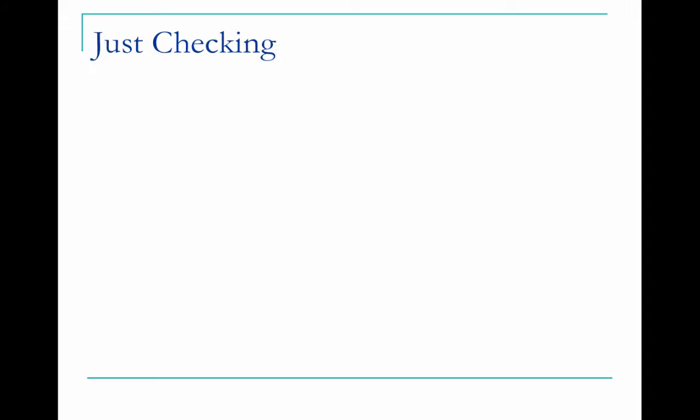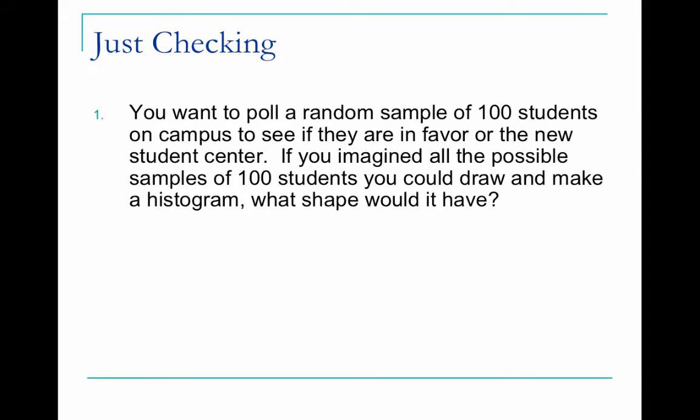Starting with the Just Checking, you want to poll a random sample of 100 students on campus to see if they are in favor of the new student center. If you imagine all the possible samples of 100 students you could draw and you make a histogram, what shape would it have? Now again, each student is one trial. So 100 students makes one sample. If you were to sample those 100 students as many times as you could possibly think of, and then take the proportion of students in favor and make a histogram, it would end up having a normal shape.